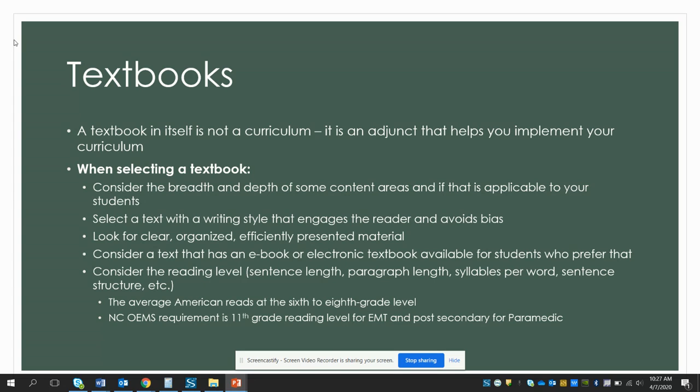And consider the reading level. Things that you want to look at for reading level are sentence length, paragraph length, syllables per word, sentence structure. Is it easy to read or not? The average American reads at a 6th to 8th grade level.